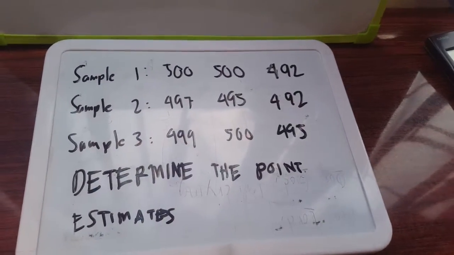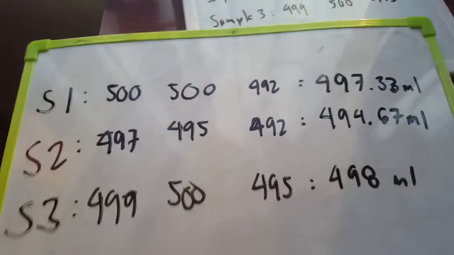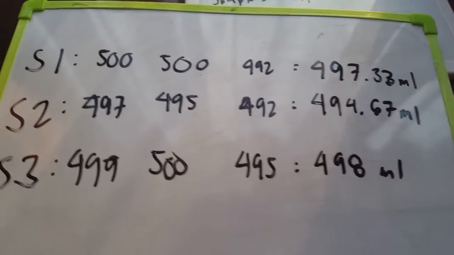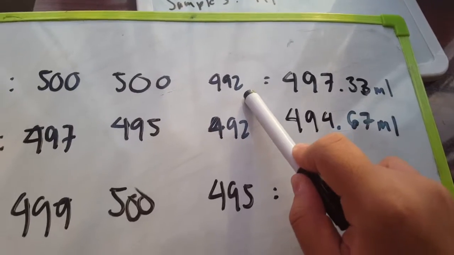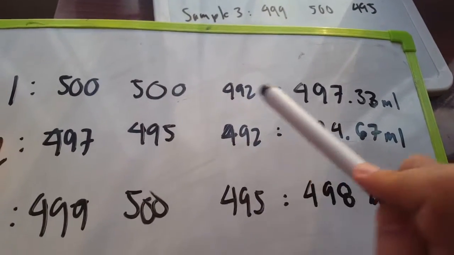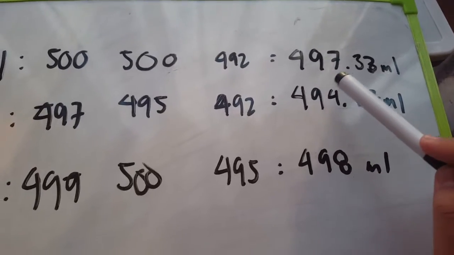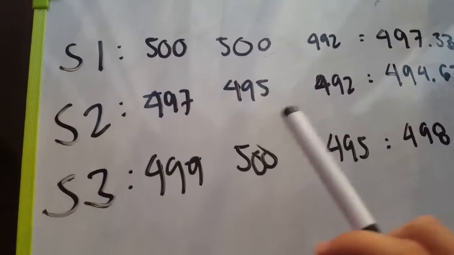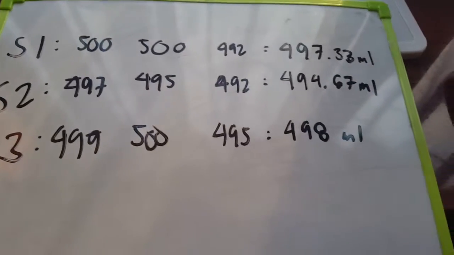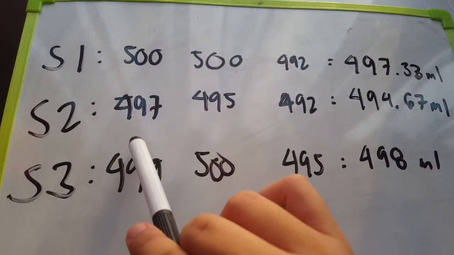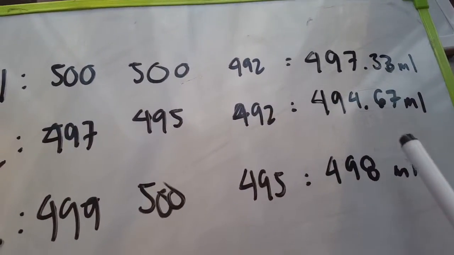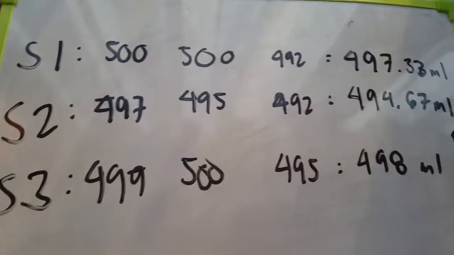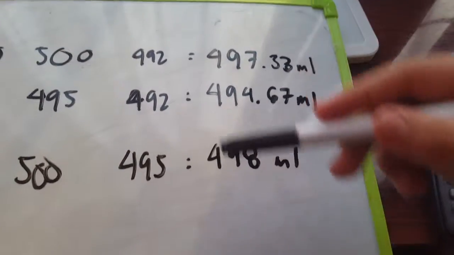The next clip would be the finished solution and the point estimate. If we're right or wrong in answering, this is how we do it. So we add 500 ml and 500 ml and 492 ml divided by 3, and we got 497.33 milliliters. Same goes for the other sample groups. We have 497 plus 495 plus 492, which is equal to 494.67 ml. Basically, that's the average. So if you got this, then good job.